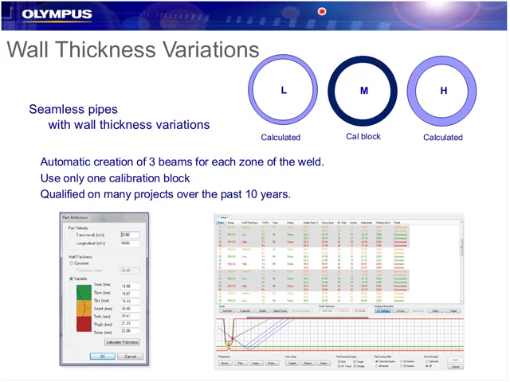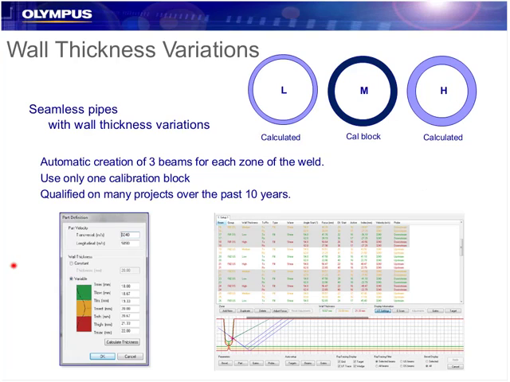We also have specialized tools, things like wall thickness variation. So often, especially in seamless pipe, it might vary up to about 10% thickness. So we only have one cow block designed on the nominal. We might actually have a few different thickness values.